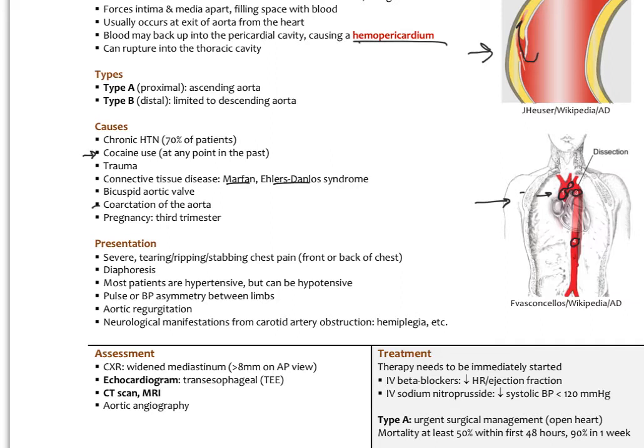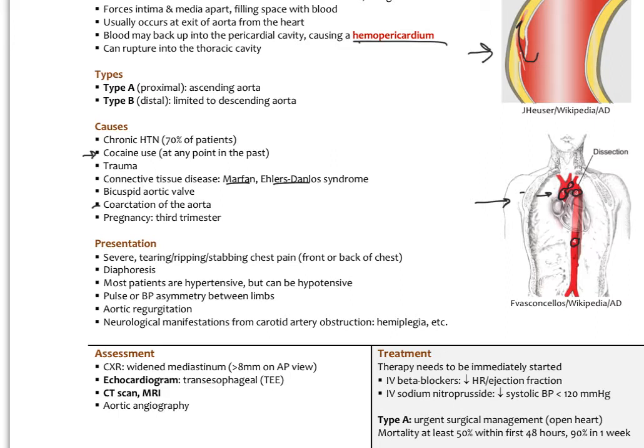Coarctation of the aorta basically happens from the little duct that connected embryologically the pulmonary artery coming from the lung to the aorta, and that little duct should seal up after birth. But if that remains open or causes a stricture in the aorta, that creates more pressure in the aorta at that point, and that can increase the risk for aortic dissection. And then the risk is increased in the 3rd trimester of pregnancy.